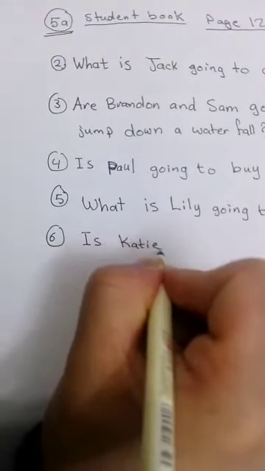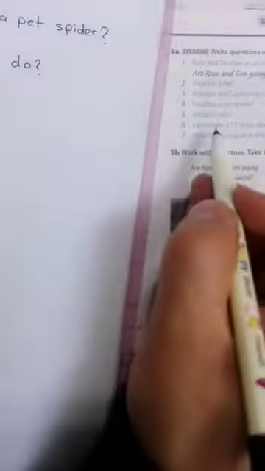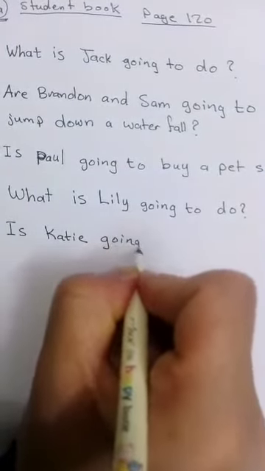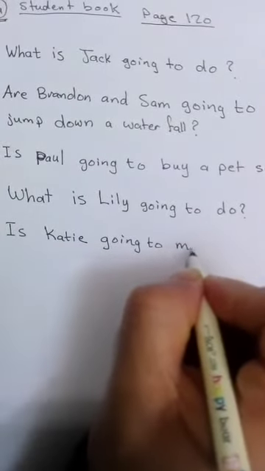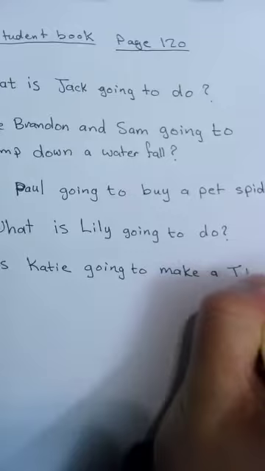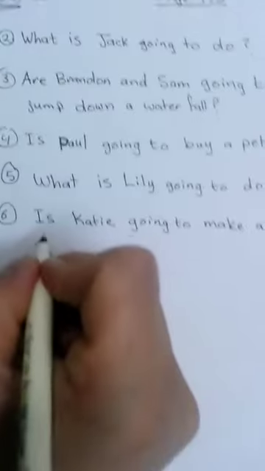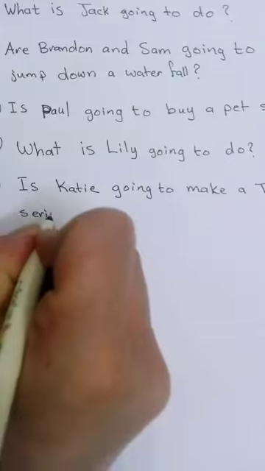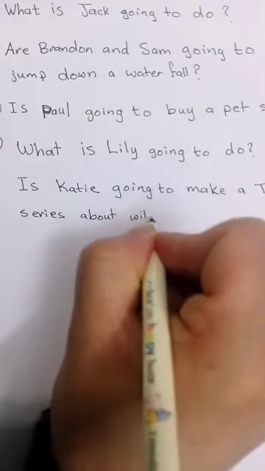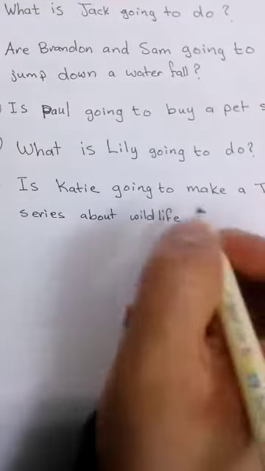Is Katie, and before the verb we write "going to." Is Katie going to make what? A TV series about wildlife. Is Katie going to make a TV series about wildlife, with a question mark.